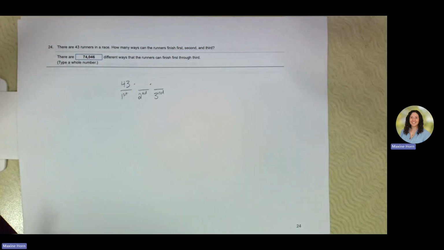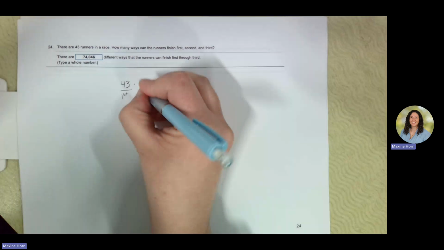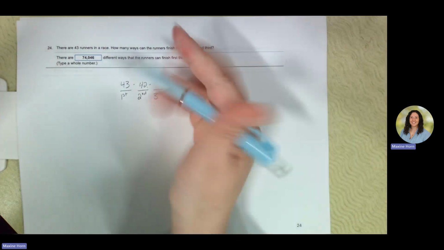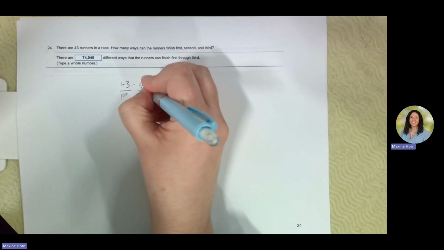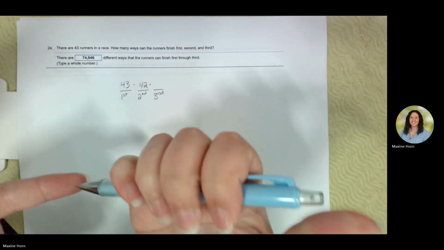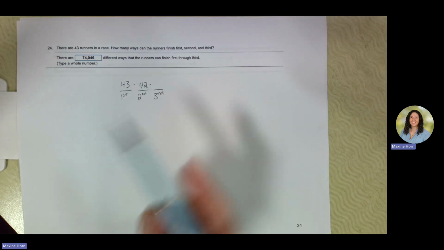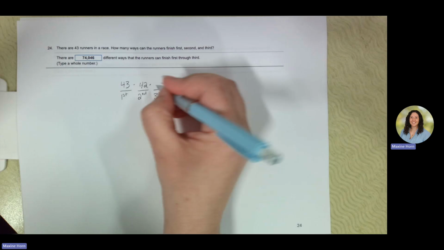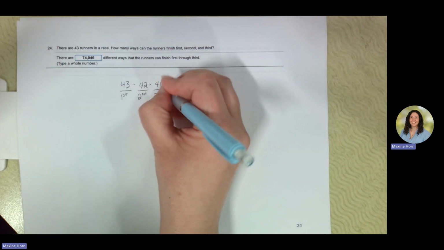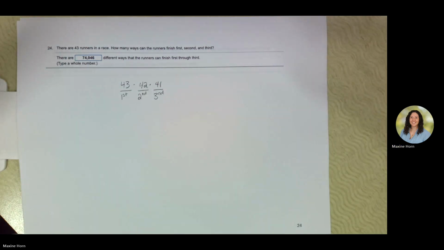So there's 43 runners in a race. So any of them could be first. But once somebody is first, there's not 43 options for second place. There's only 42 options because somebody already got first. So they can't be both first and second. And then we continue that pattern for third place. Somebody got first, somebody got second. I no longer have 42 people to choose from. I only have 41 people to choose from.